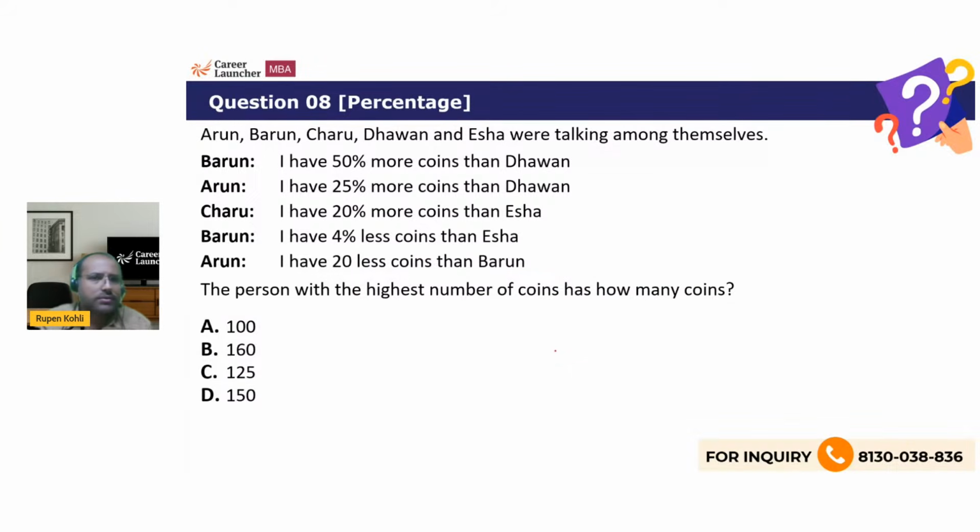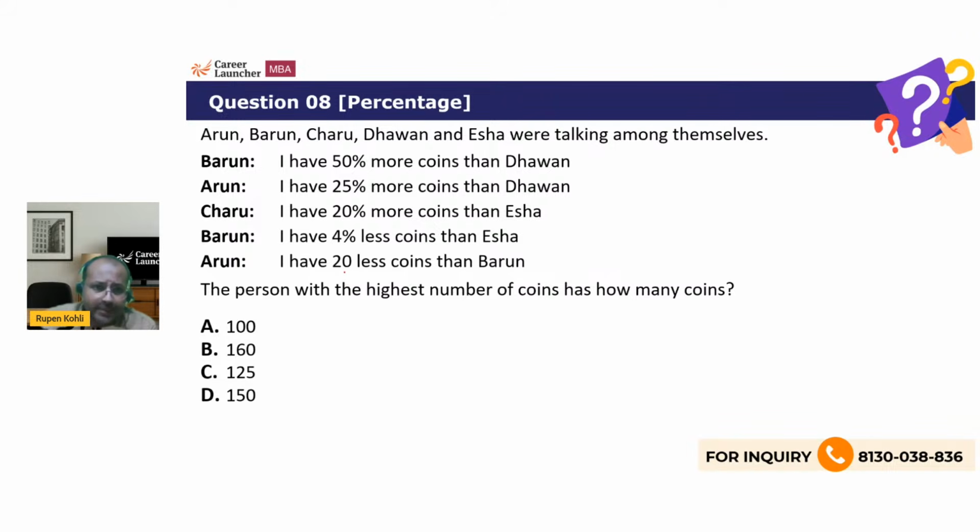Arun, Barun, Charu, Dhawan and Isha were talking among themselves. Some statements are given over here, and each of them makes some kind of percentage-based relationship. For example, Arun is saying, I have 50% more coins than Dhawan. So obviously, from the percentage statements we have to see how the number of coins are related amongst the persons.